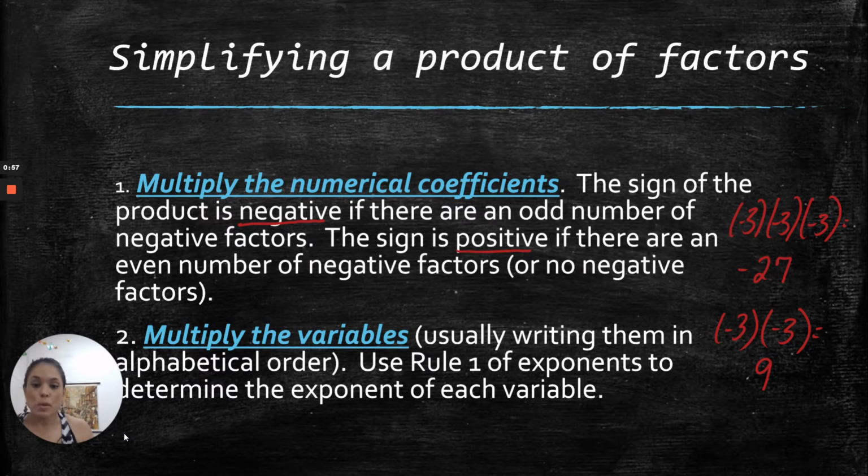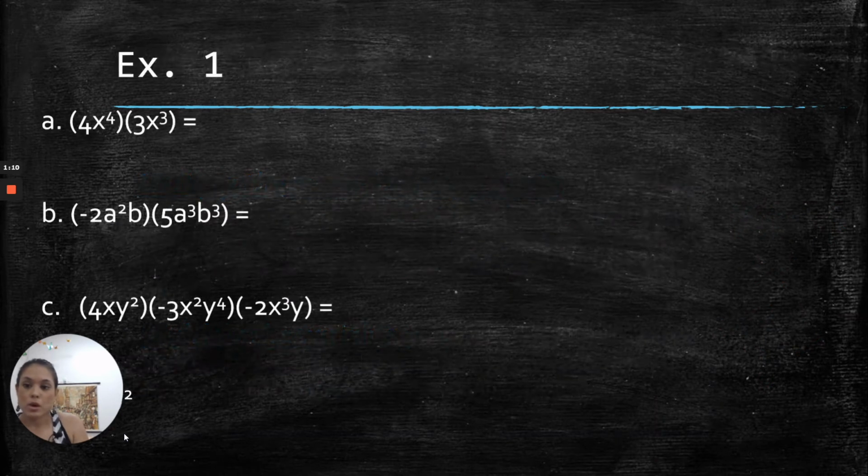Second rule, you multiply the variables, usually writing them in alphabetical order, and then you will use the rules you learned from lesson 8.2 to evaluate the exponents. Let's go over a few examples. So we're going to take out our numerical coefficients and multiply them separately.